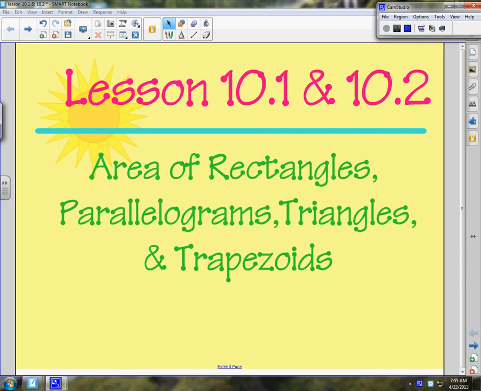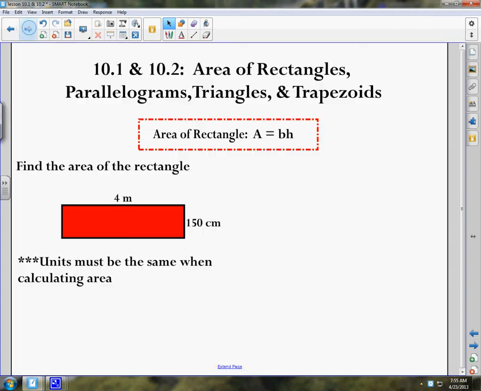Hey guys, this is lesson 10.1 and 10.2. I combined them because it's pretty simple stuff. It's just a review. It's areas of rectangles, parallelograms, triangles, and trapezoids. So, first, we have the area of a rectangle.